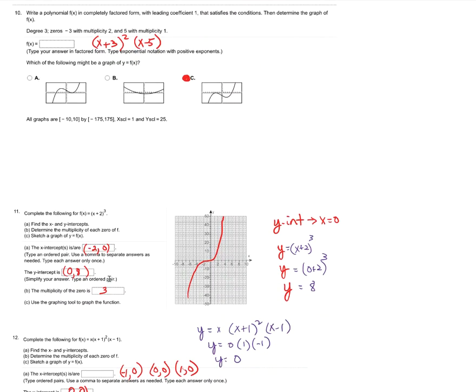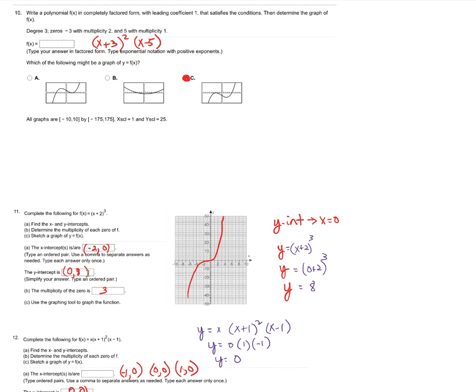11, complete the following. So you've got x plus 2 cubed. Find the x and y intercepts, determine the multiplicity, sketch a graph. So the x-intercept is negative 2, 0, and that's a multiplicity of 3. So that's it. There's 3 times that hits, okay?